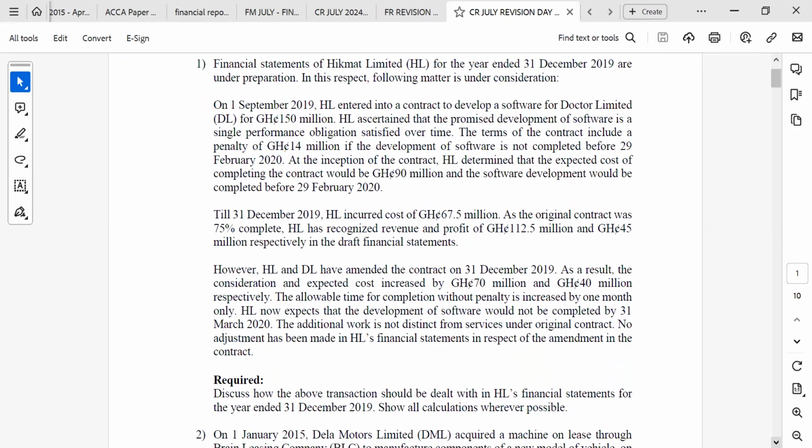But since we are not expecting to complete the work before the deadline, it means that we are going to be paying penalty. So the penalty will be paid out of the contract price. So we have to net the contract price against the penalty. The new cost will now be the 90 that we are having plus the additional cost that we have to incur to complete the work under the modification. That will be 130. But we have already done a work that cost was 67.5.